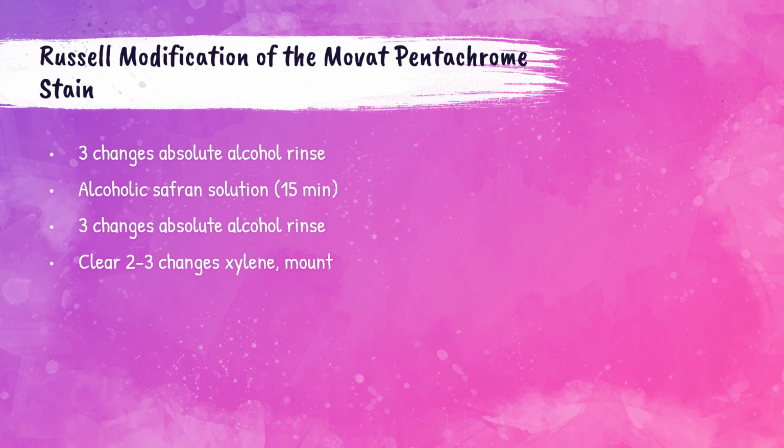So following the rinse with the 0.5% acetic acid solution, the tissue slide should be rinsed in 3 changes of absolute alcohol. It then needs to be stained in alcoholic saffron solution for 15 minutes. After this 15-minute period, the tissue section needs to be rinsed in 3 changes of absolute alcohol, cleared in 2 to 3 changes of xylene, and then mounted with a synthetic resin.